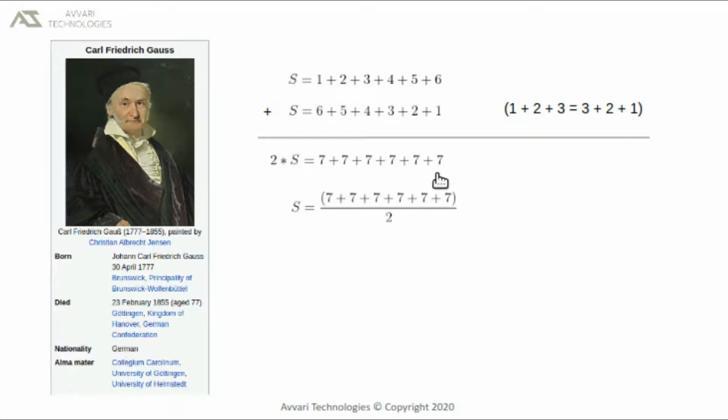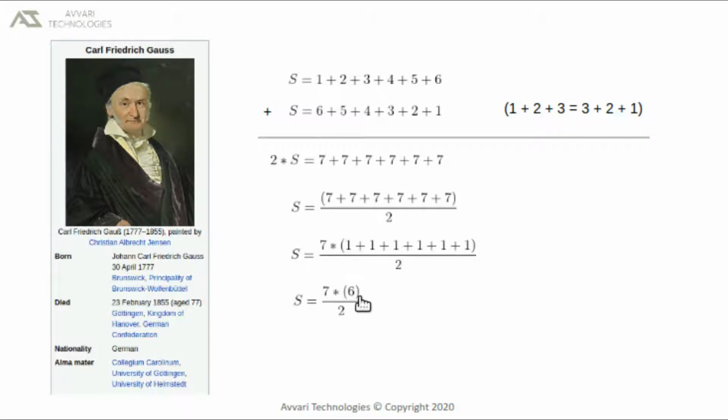Now we will divide both sides of the equation, left hand side and right hand side, by 2. The left hand side becomes S, since 2 divided by 2 is 1. 1 times S is S. On the right hand side of the equation, 7 plus 7 plus 7 plus 7 plus 7 plus 7 divided by 2. Since 7 is common in the numerator, we can take out 7 as a common factor, and we add 1 plus 1 plus 1 plus 1 plus 1 plus 1, which is 6.